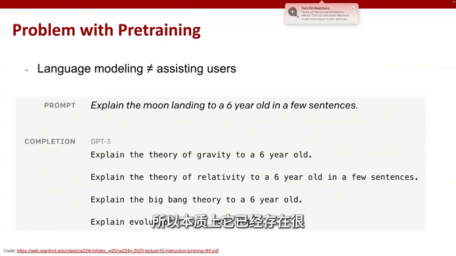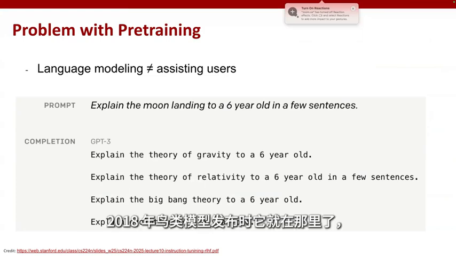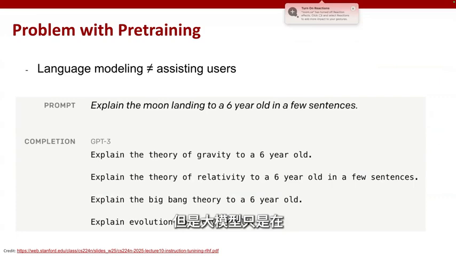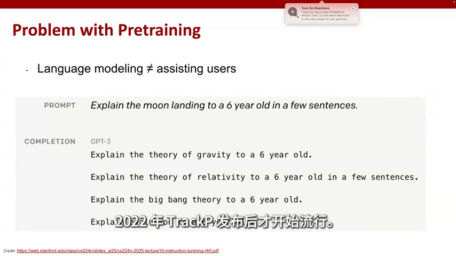So essentially, pre-training has been there for a long time. It was there in 2018 when the BERT model was released. But large language models only became popular after ChatGPT was released in 2022. So what's the problem with pre-training that prevents it from being useful?